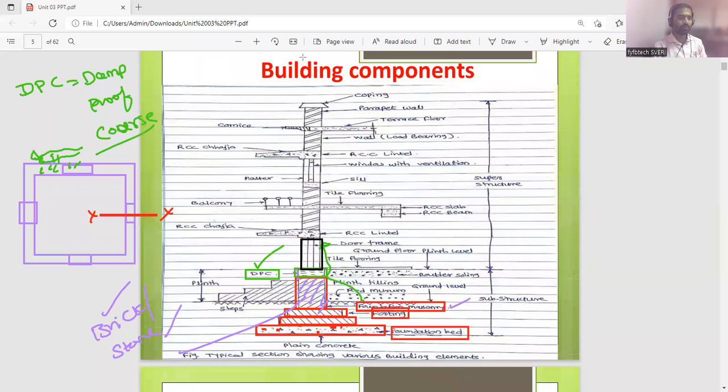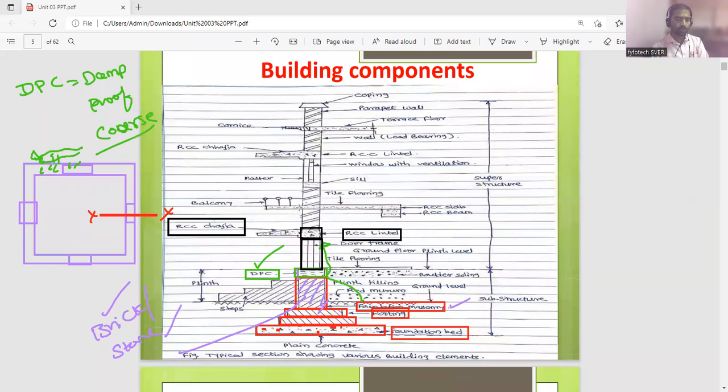What is above the wall? Above the wall is the lintel, an RCC lintel. This is an RCC lintel. And what do you call the RCC lintel's outside extended portion, on the outer side of the building? That is called a chajja.